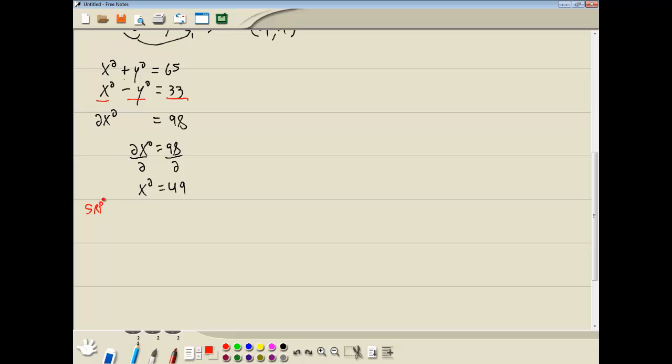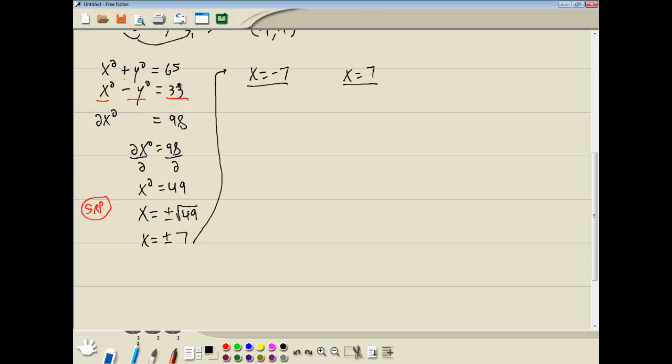On these nonlinear problems, you seem to use the square root property a lot. The square root property says whenever you get something squared by itself equal to the other side, you drop your squared and put a plus or minus square root around the other side. And square root of 49 is 7. Okay, so after we get those, then we want to plug those back in to one of our equations. Doesn't matter which one, whichever one looks easier to you. I'll choose the first one.